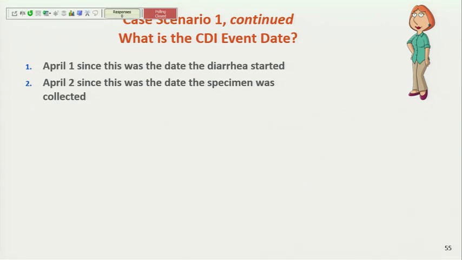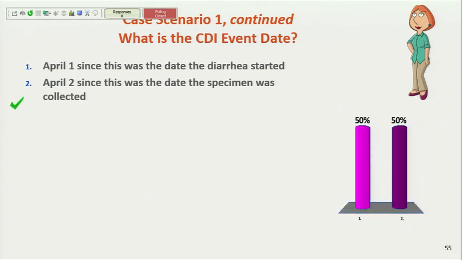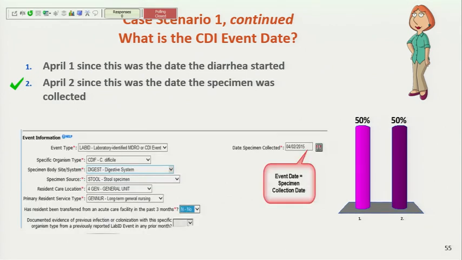What is the date of event? Number 1 is April 1st, since this was the date the diarrhea started, or April 2, since this was the date the specimen was collected. The answer is April 2nd, since this was the date the specimen was collected. I think the clickers are still malfunctioning. Okay. So remember, the date the specimen collected equals the event date for all LabID event reporting.